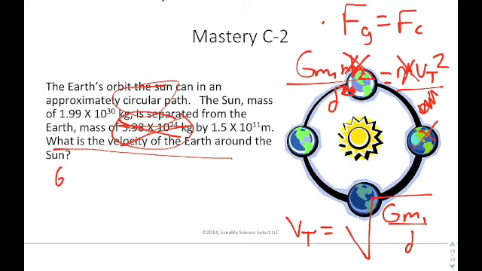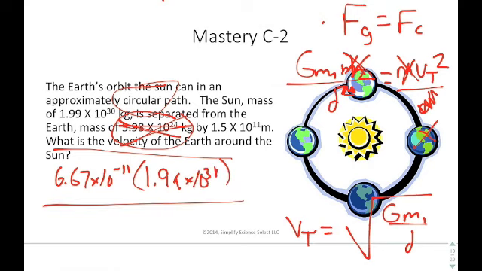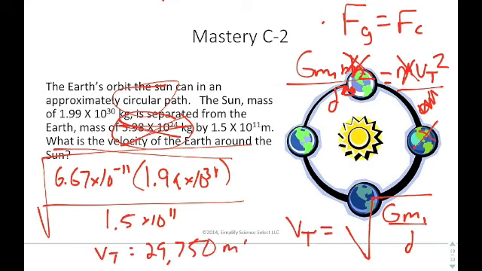So I'd plug in 6.67 times 10 to the minus 11th times the mass of the Sun, divided by the distance between them, which is 1.5 times 10 to the 11th, and I take the square root. Whenever you do that, you end up with a velocity of approximately 29,750 meters per second.